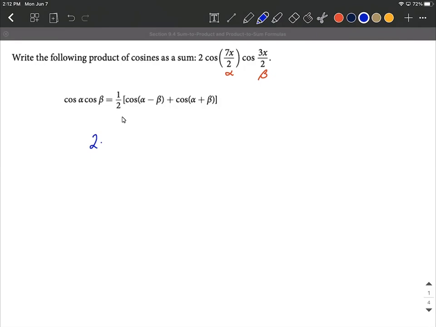So I'm going to bring along the 1/2, big set of brackets, and then we have cosine of alpha plus beta. So in our case, we said alpha was 7x over 2 minus our beta, which is 3x over 2, plus cosine of alpha, again, 7x over 2, this time plus beta, which was 3x over 2. Close off our brackets.